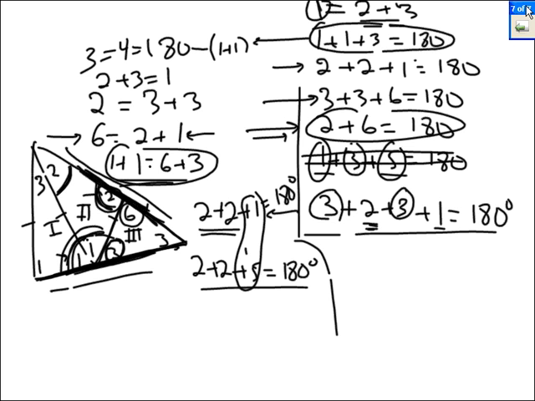Okay, so angle 2 plus angle 3 is angle 1. So you have angle 3 plus angle 1 is 180. But that one you have up here. So we don't need this equation anymore.